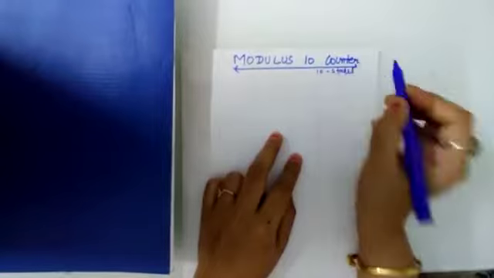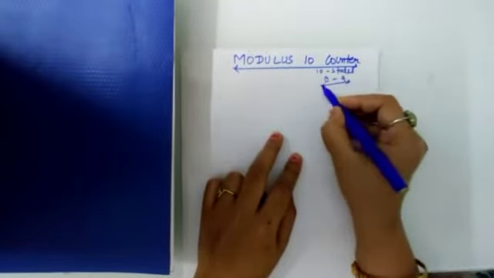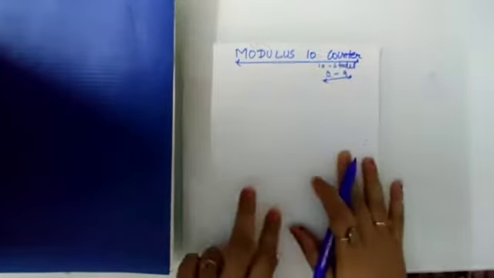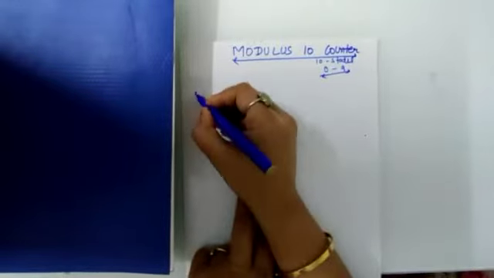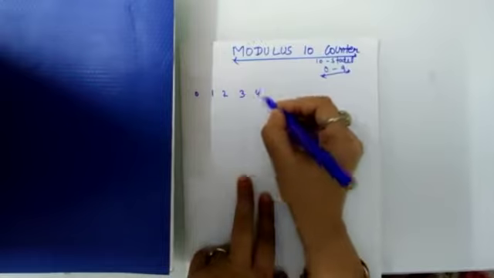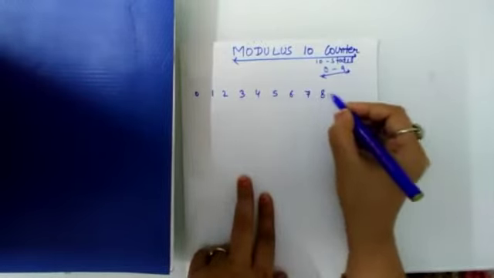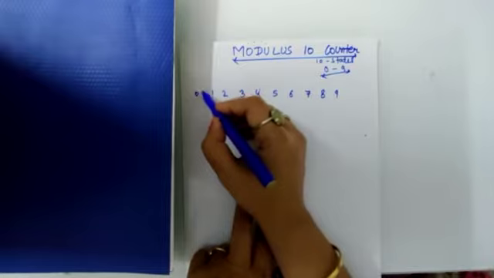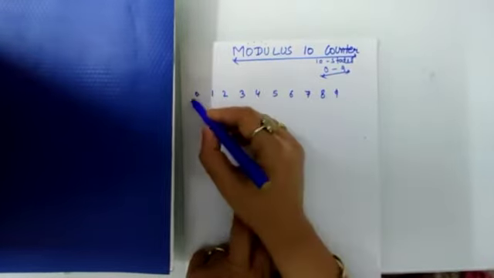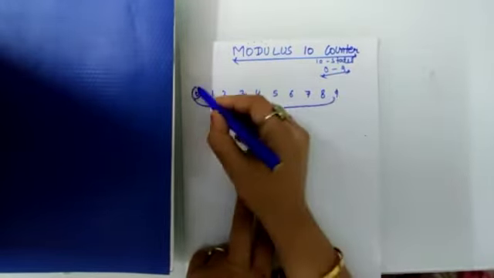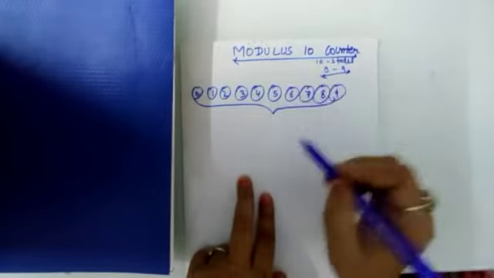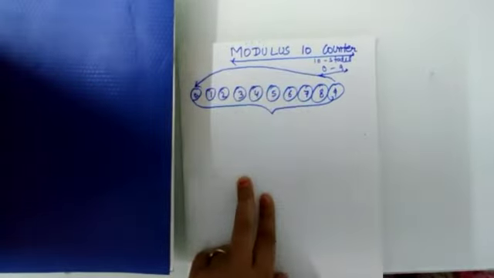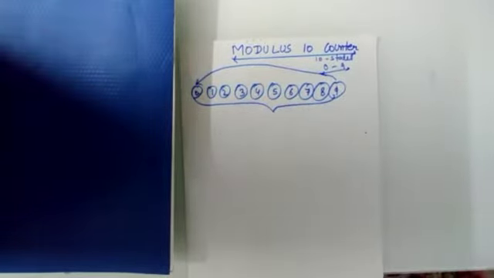It will have only 10 states, 0 to 9, and after counting 9, it will come back to the initial state. Like the state diagram, if I draw it as 0 1 2 3 4 5 6 7 8 9, it will count from 0 to 9. Total 10 pulses, and when the next pulse arrives, it will come back to 0. This is the state diagram of a mod 10 counter.